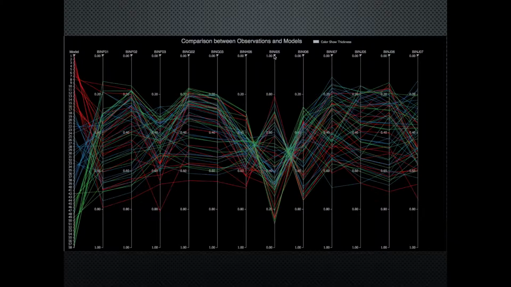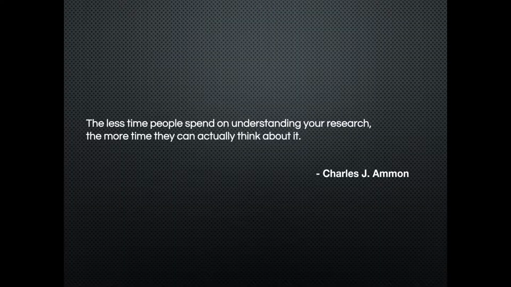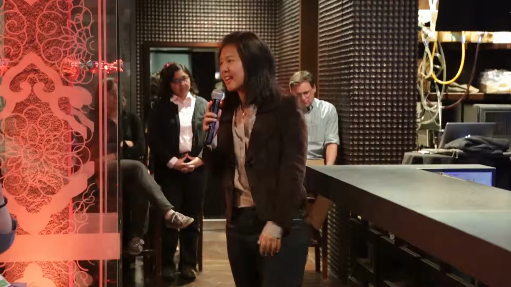I have 2 main parameters in my data, the velocity and the thickness. Using different color patterns, I know the velocity didn't matter because it looks like a mess. However, the thickness does matter because you can see the trend of the colors. So this is how figures help me with my research. And I believe the less time people spend understanding your research, the more time they can actually think about it. That's all. Thank you very much.